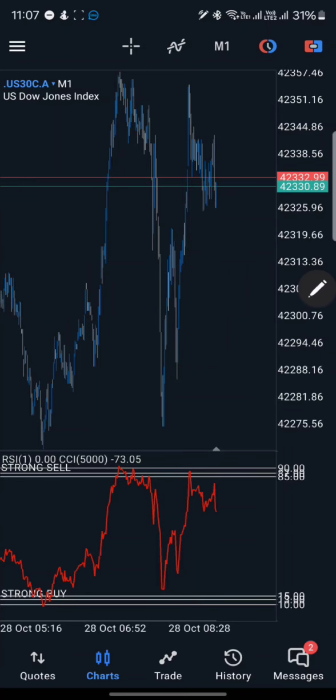This is on MetaTrader 5, however it does work on MetaTrader 4 as well. So you can apply it to your MT4 accounts and to your MT5 accounts.